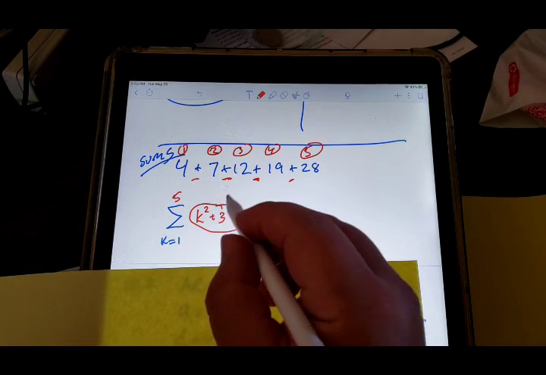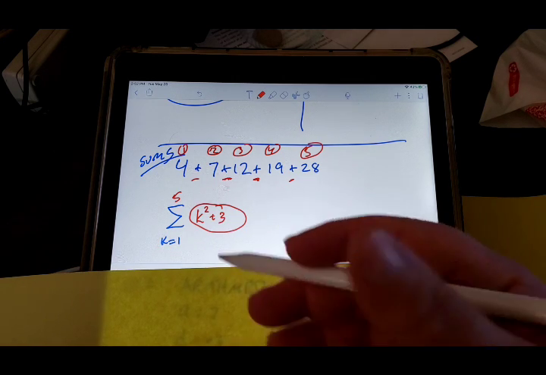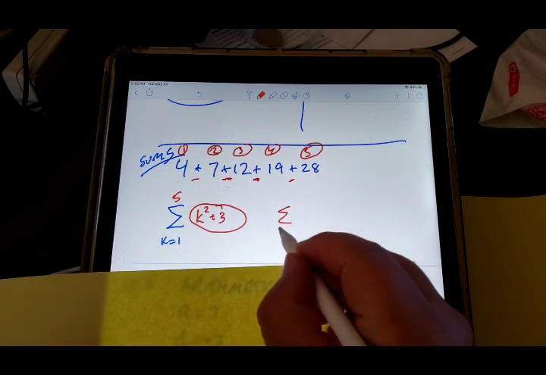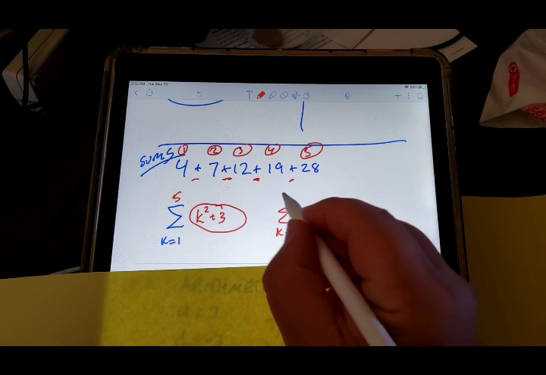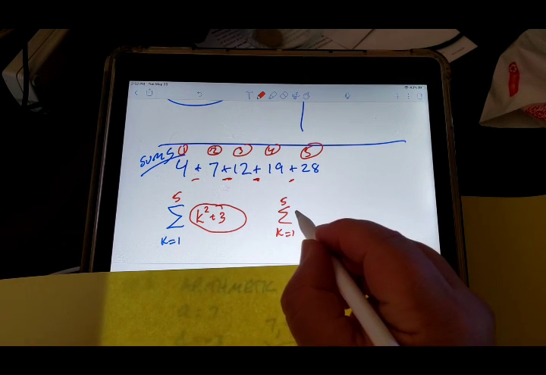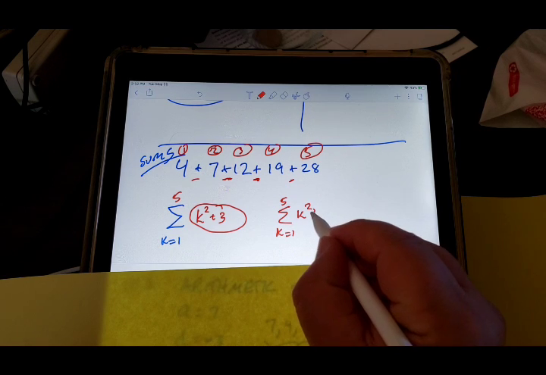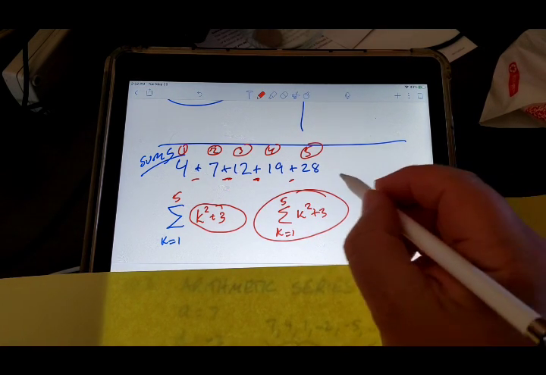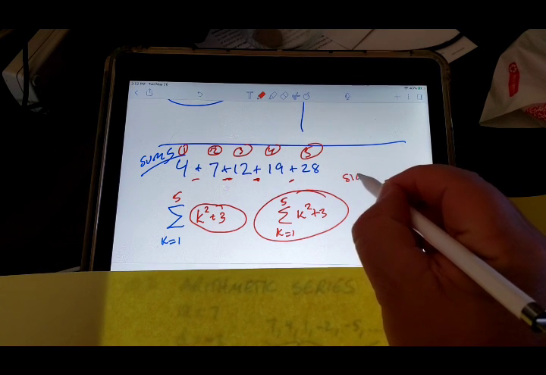So I mean, we could add them up and get the numerical answer, but they just want the sigma, k equals 1 to 5, and then the formula k squared plus 3. And that's called summation notation or sigma notation.